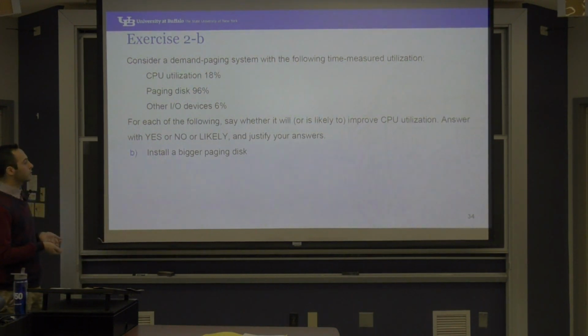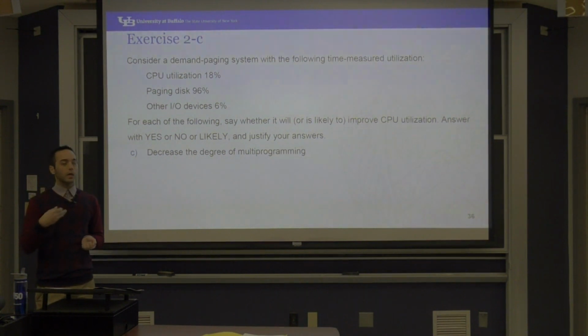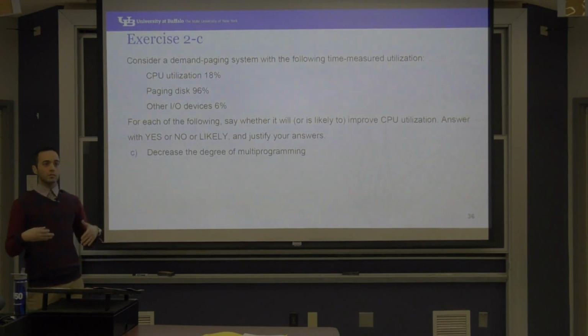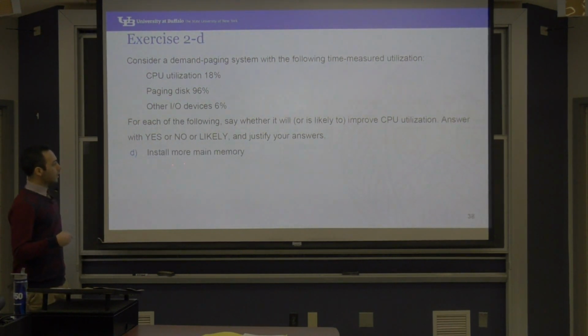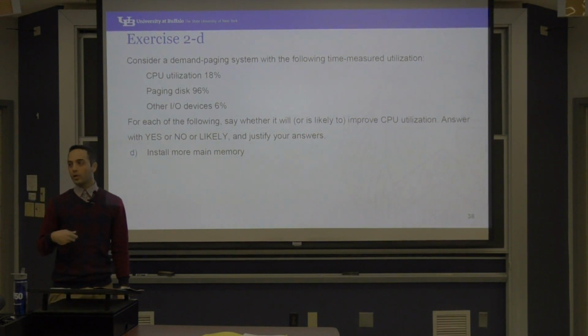So that's the limitation. The next one, decrease the degree of multiprogramming. Is that going to help or not? Yeah, because it's thrashing, so decreasing the multiprogramming will actually let us have more available memory for the other processes, and that will save us from the thrashing. Okay. The next one is install more main memory. Is that going to help or not?